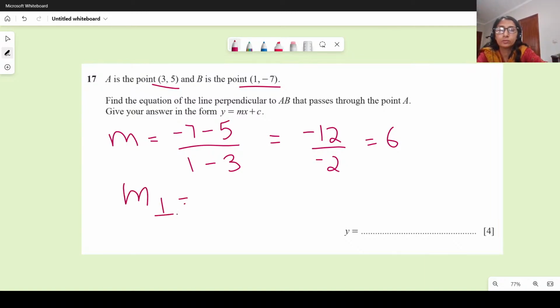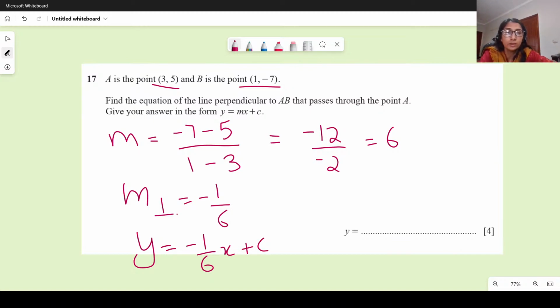So the perpendicular slope will be minus 1 over 6. The equation of a straight line is y equals mx plus c. Now I need the value of c. For c, I need a point that passes through this line, and that point is A. So I'll substitute 3 comma 5 here.